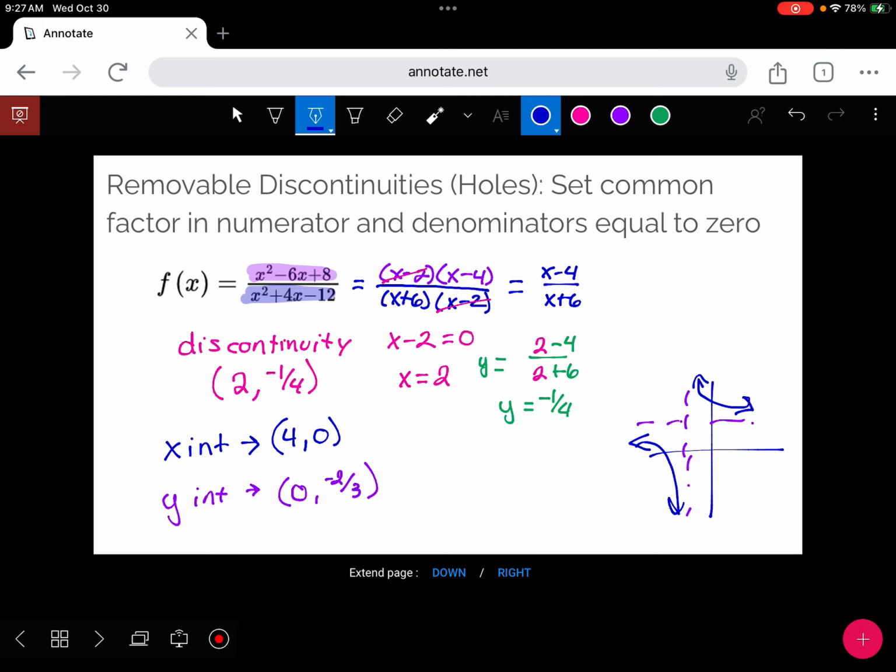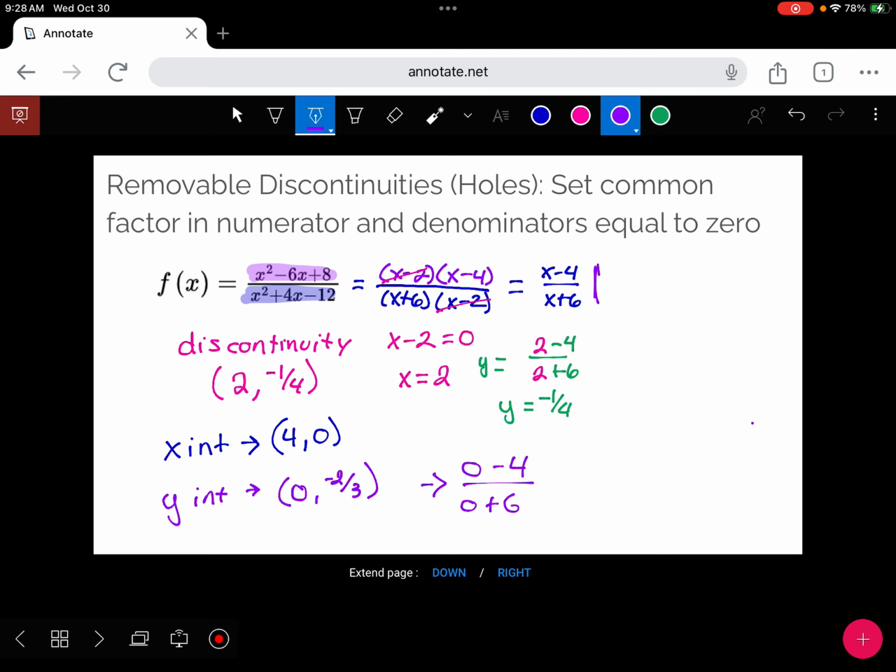Y equals -1/4. Would it be -2? It'd be -2 over 8, 2 plus 6. And so the -2 over 8 simplifies down to be -1 over 4. From the -2, that would be when we took this and we substituted in x equals 0. So 0 minus 4 over 0 plus 6. So just like on this one when we substituted in the 2, this one we're substituting in a 0. Okay, so that's where we get -4 over 6, which simplifies down to be our -2/3.